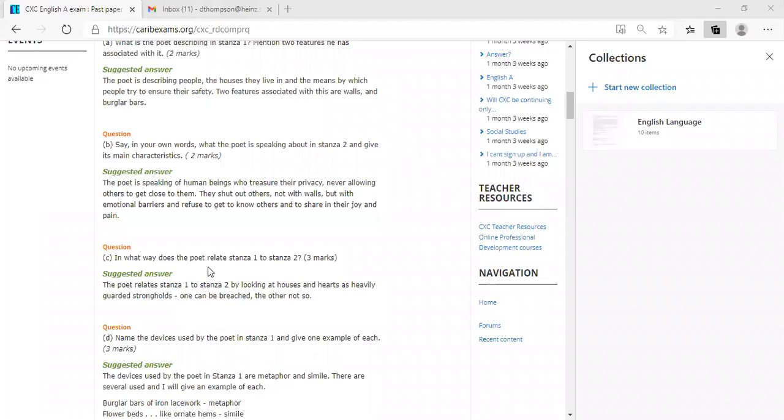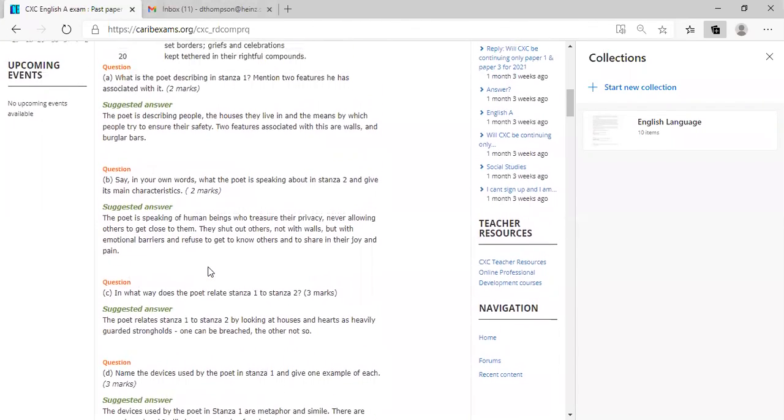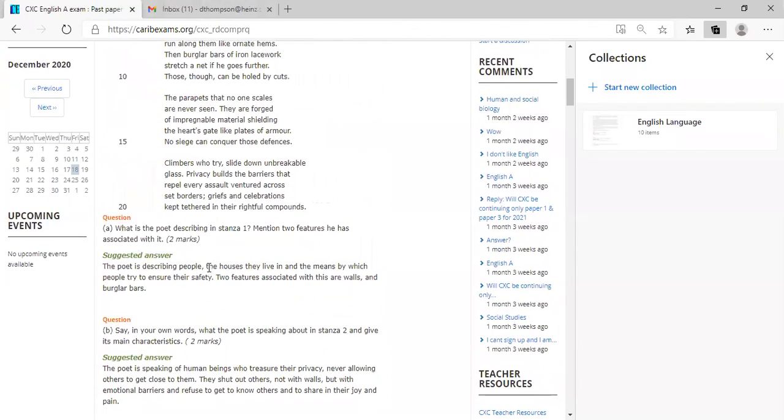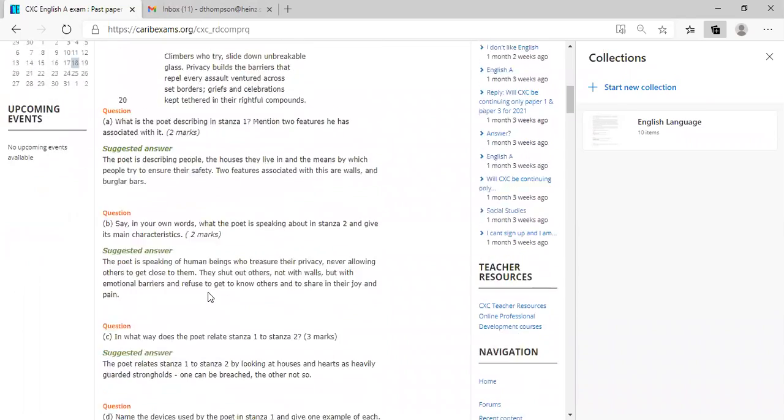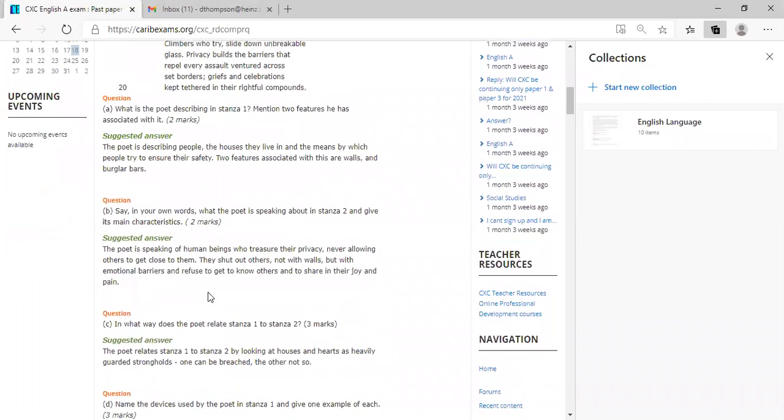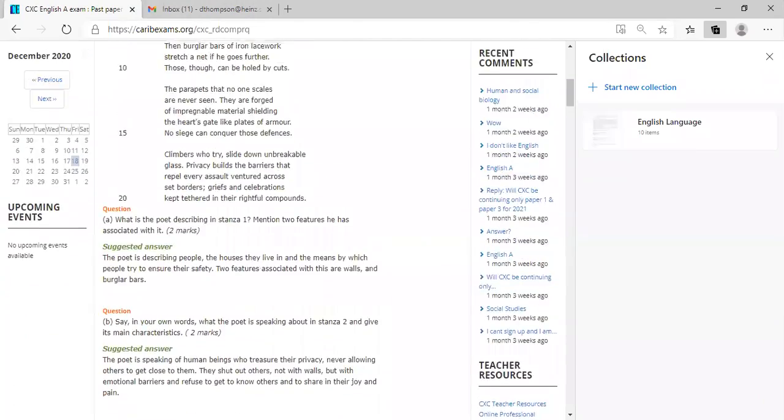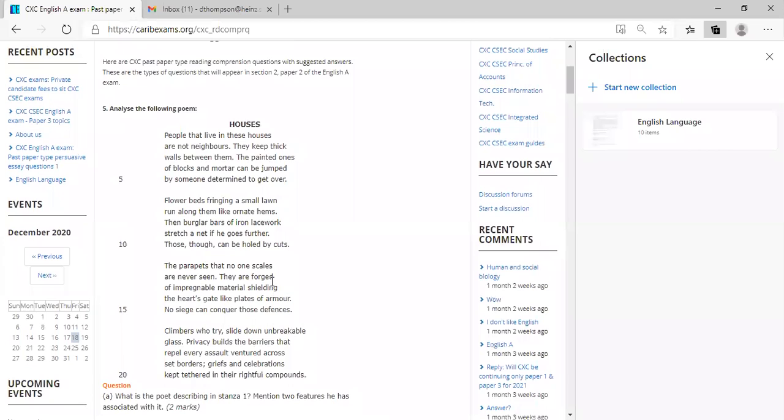Okay, so now here's a part of the question that depends on you knowing your parts of speech, and how to identify them in passages. So here's the question. It says, name the devices used by the poet in stanza 1 and give one example of each. So I want one person to give me one example of a device that is used.